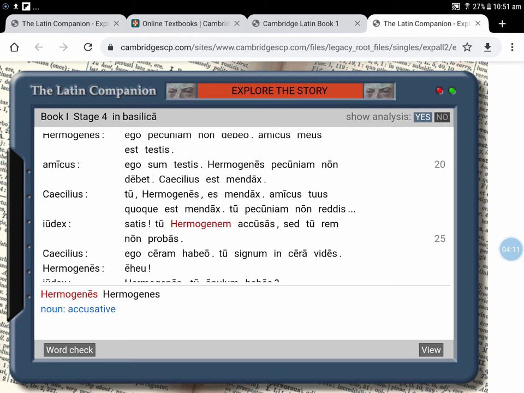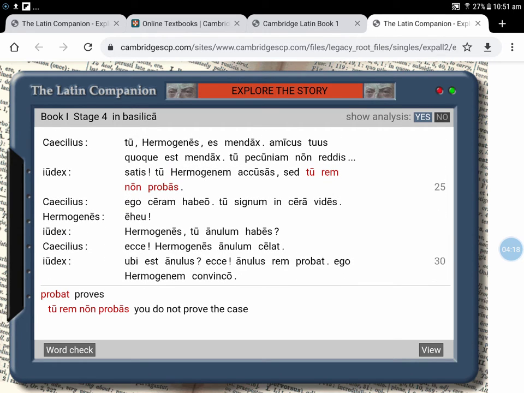Tu accusas Hermogenem, but non probas, you don't prove your case. You don't prove the matter. This is where the wax tablet comes in handy. Ego habeo ceram. Tu vides. You can see. You see the signum in the cera. Hermogenes begins to realise the game is up. Eheu, he says. Hermogenes, tu annulum habes. The judge needs to check that the imprint in the wax is the same as the seal on the ring.